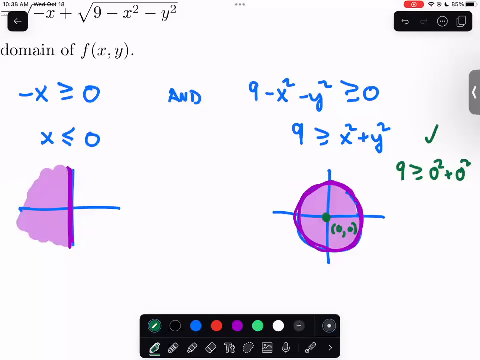If you choose something on the outside of the circle, for instance, negative 4, 0, and you do 9 is less than or equal to 16 plus 0, negative 4 squared, 16, this is not a true statement. So you should not shade the outside. You should shade the inside.